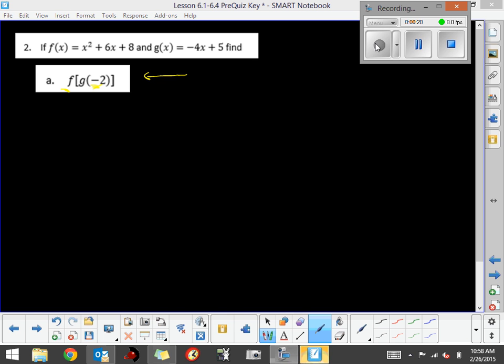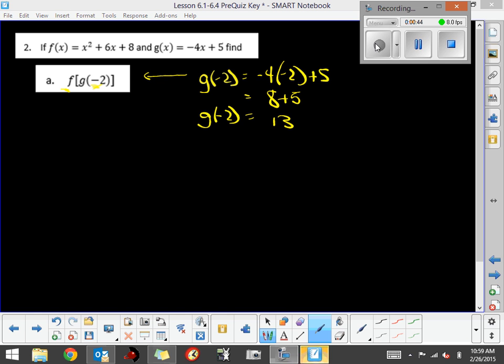So the first thing I'm going to do is calculate what g at -2 is. So what is g at -2? g at -2 says put in -2 anywhere you have an input value of x. So I'm going to rewrite that: -4 times -2 plus 5. And a negative times a negative is a positive, so it's really an 8 plus 5, which is 13. So g at -2 is equivalent to 13.